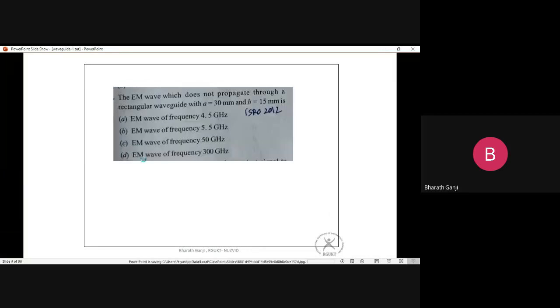Okay, so here there is another question. The electromagnetic wave which propagates through a rectangular waveguide with the given dimensions is an EM wave of which frequency. They are asking which of the following frequencies can actually propagate in this waveguide.